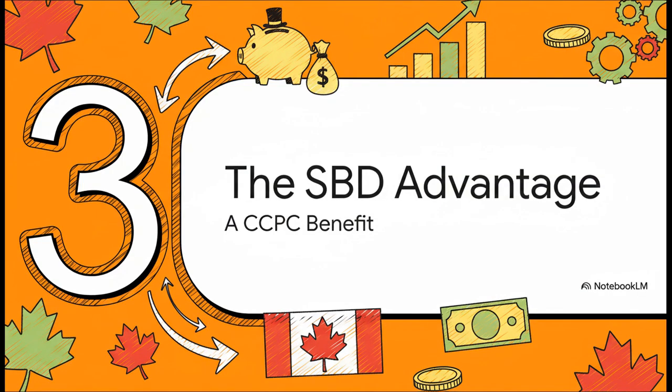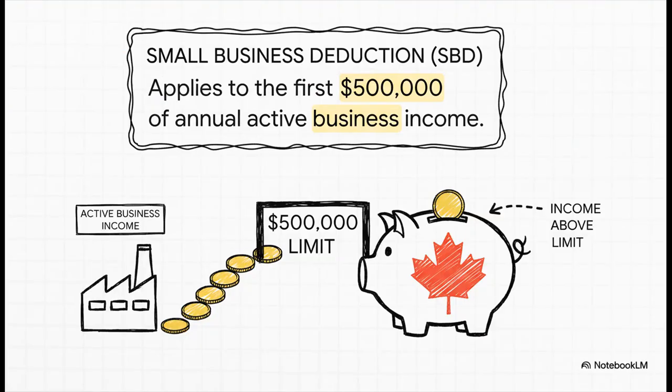All right, now let's get to the single biggest tax advantage available to CCPCs. This is something that those big public companies we just mentioned, well, they just don't get access to it. And this is it, the Small Business Deduction, or SBD. It was created specifically to provide tax relief and encourage the growth of small, active businesses in Canada. Now, there are two really important things to remember here. First, it only applies to active business income. That's the money a company earns from its main operations, not from passive investments. And second, it only applies to the first $500,000 of that income each year.